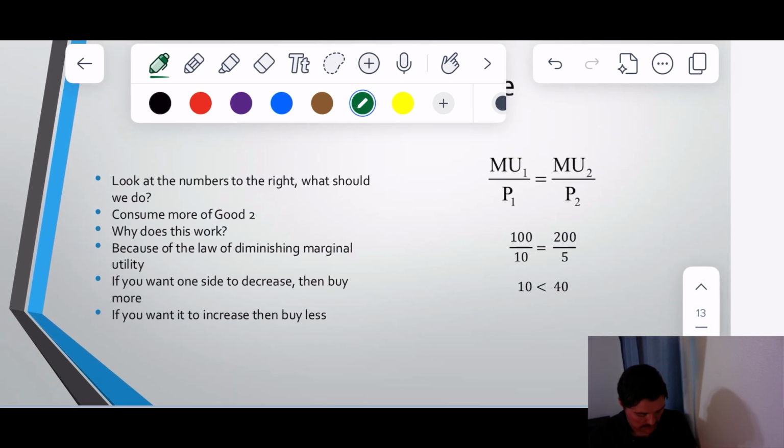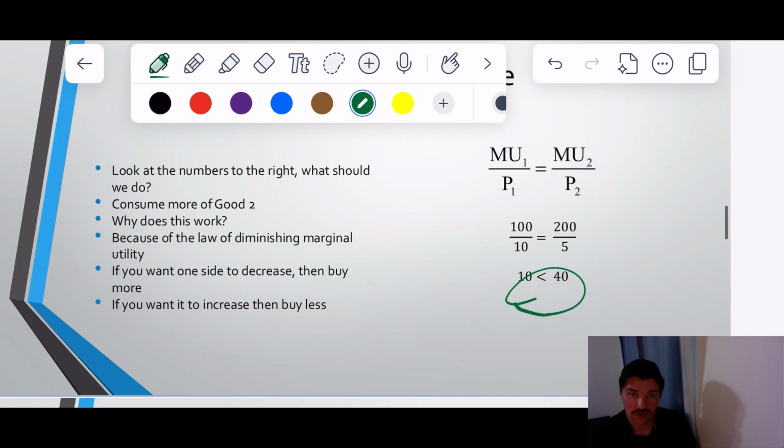So let's do a little practice here. All right, we're going to look at the numbers to the right, and then what should we do? So here you have your marginal utility 100, price is 10, marginal utility 200, price is 5. If you were to actually do the calculation here, you would find out that this is 10 on this side and 40 on this side. So 40 is greater than 10, so what should you do? You should consume more of good two. That's what you really should do here.